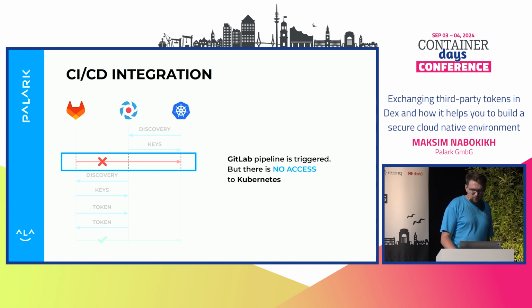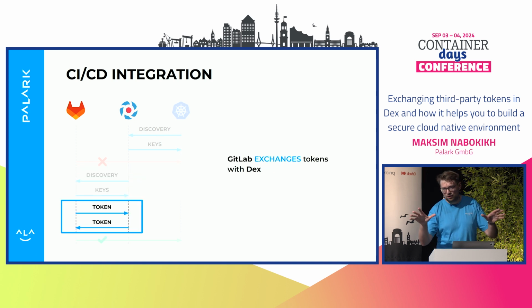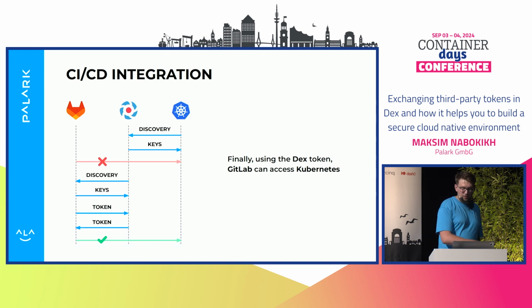But what can we do? We can connect GitLab as a provider to DEX. And now DEX can validate GitLab tokens. And at this point, DEX can exchange a GitLab token for a DEX token. And now, the final moment of truth. When the job is executed, GitLab goes to DEX with the GitLab token, receives back the DEX token, and with the DEX token, GitLab can finally access Kubernetes API. This is how it works.